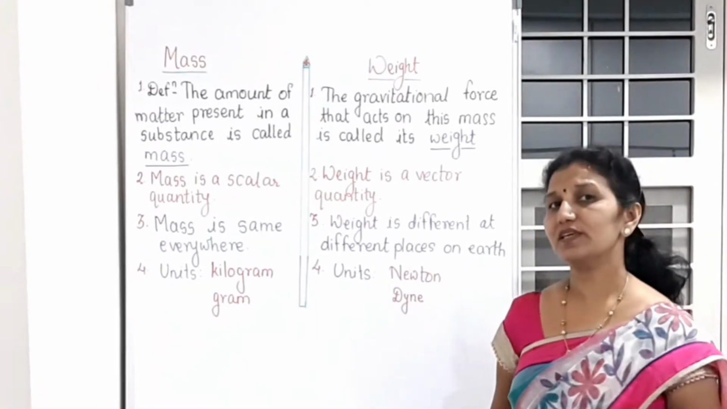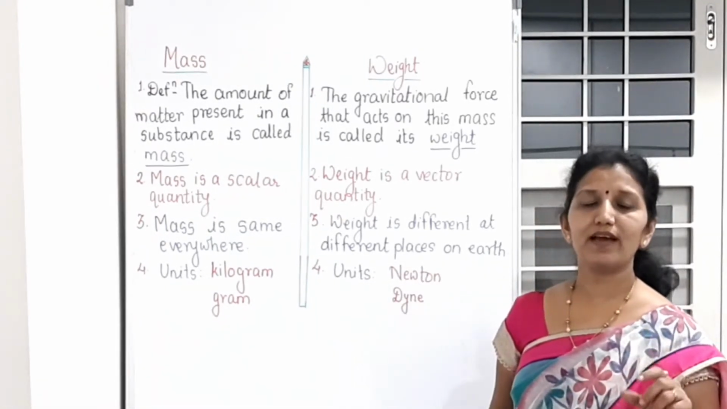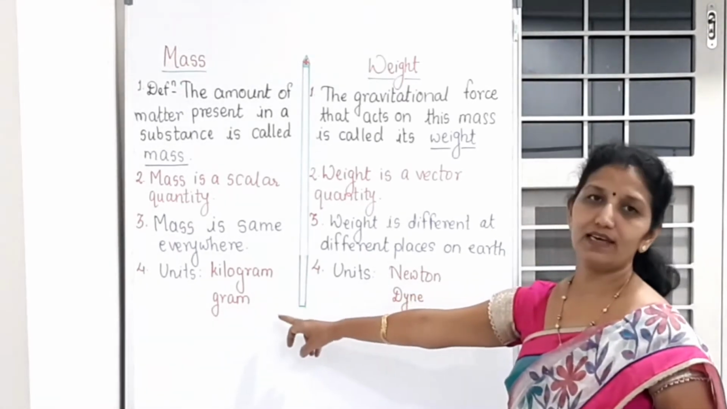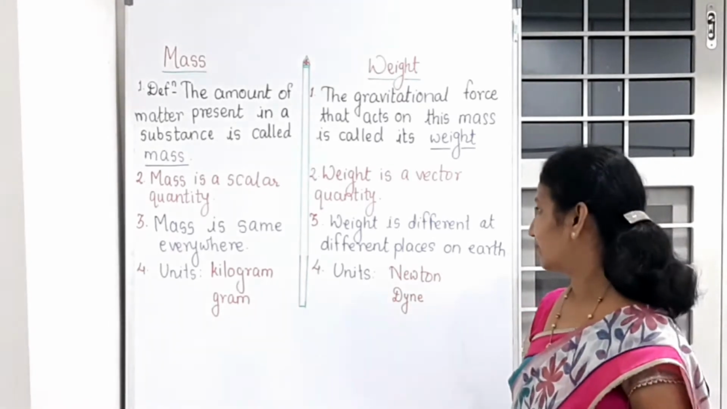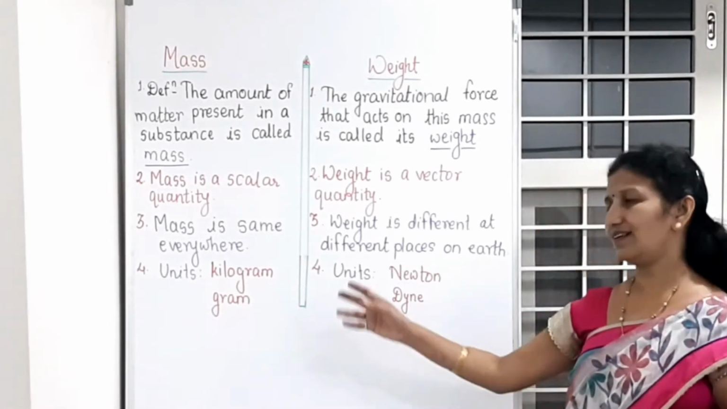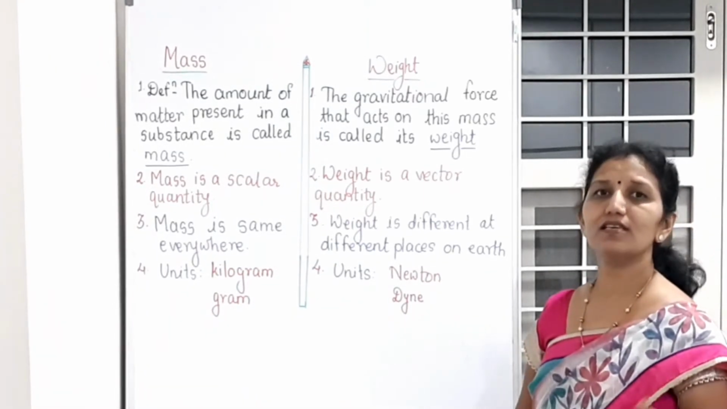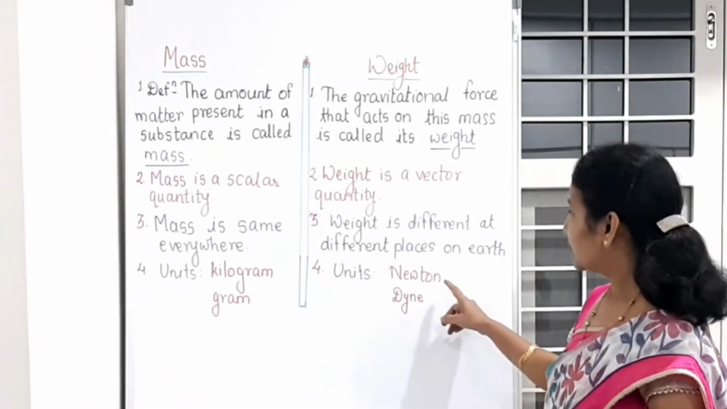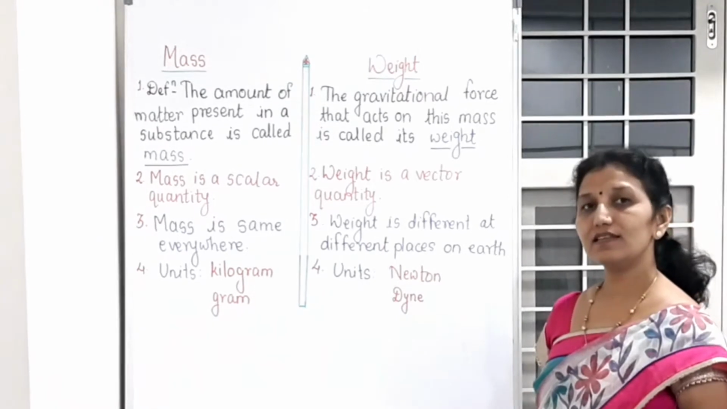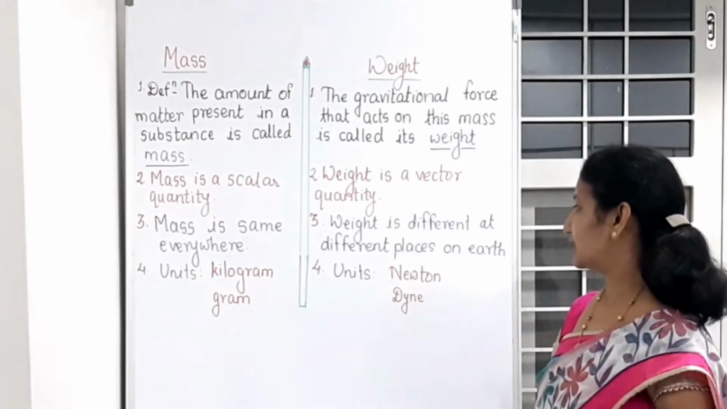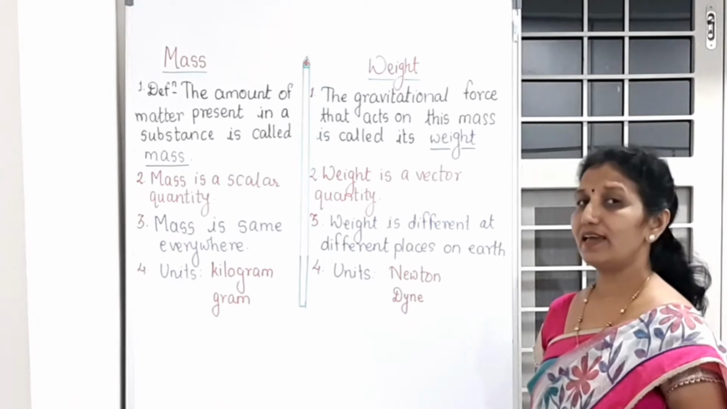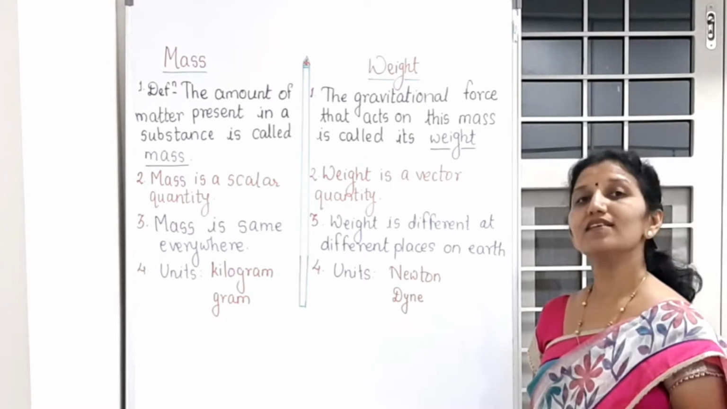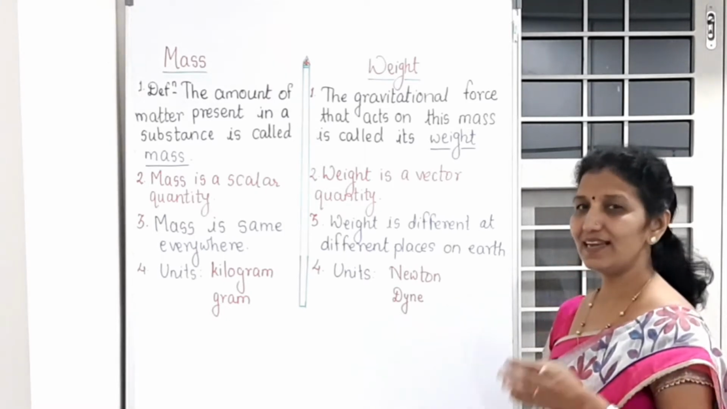The units of mass are kilogram, gram, milligram, like this. In the MKS system it is kilogram, and in the CGS system it is gram. Then there are different units like metric tons, milligrams, micrograms. Newton and dyne are the units of weight. Newton is the MKS unit and dyne is the CGS unit. Now you will think, what is MKS and CGS? That we will also discuss in the next unit.